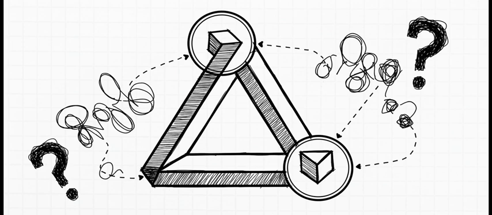Each individual corner of that shape makes perfect sense. But when your brain tries to zoom out and put it all together into one object, bam, you get a paradox it just can't solve.